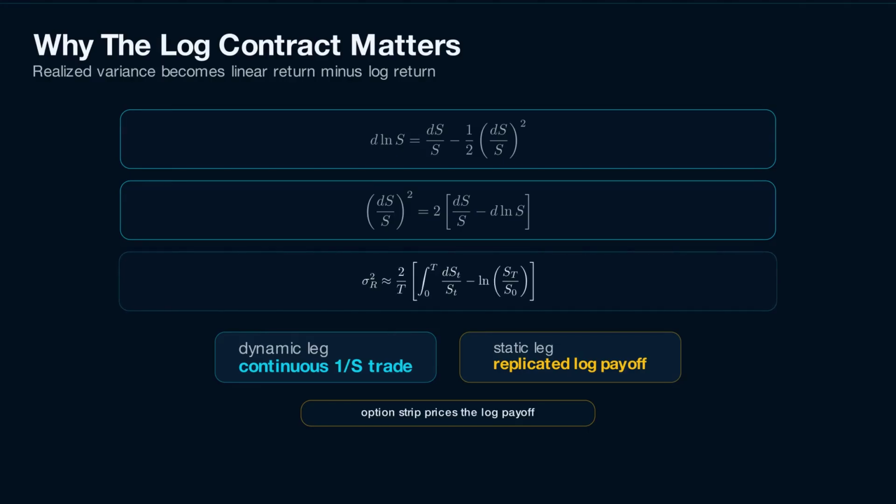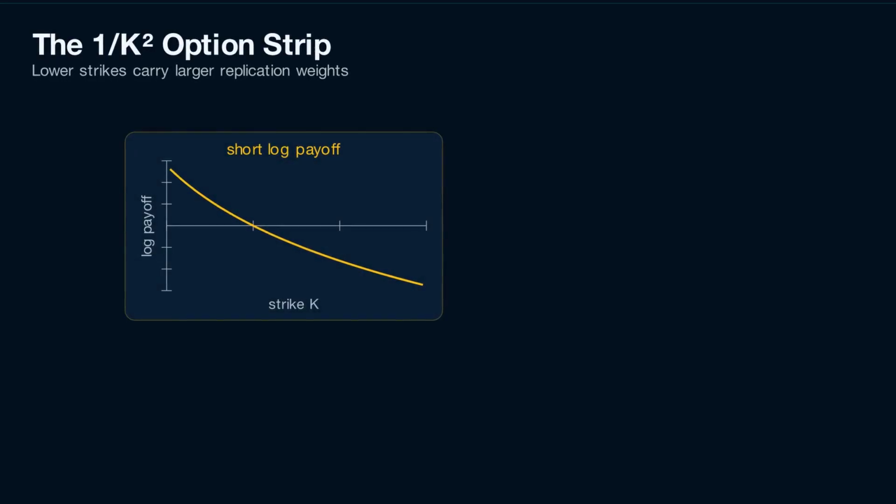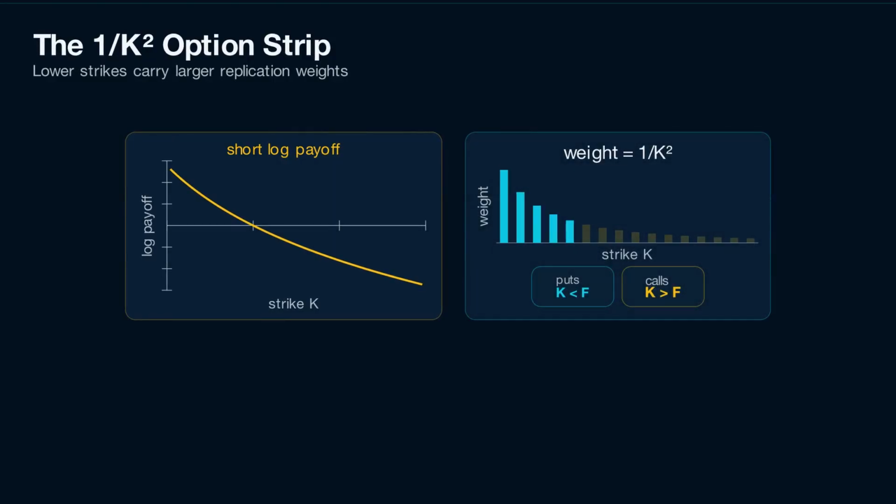The key insight comes from Ito's lemma applied to the log of the asset price. Under geometric Brownian motion, realized variance over a period equals approximately twice the P and L of being continuously long 1 over S units of the asset, minus twice the log contract. The log contract has a curved payoff. Dimitrov and co-authors showed that any twice continuously differentiable payoff can be replicated by a portfolio of options across all strikes. For the log contract specifically, the replicating portfolio has a weight proportional to 1 over K squared on each option at strike K.